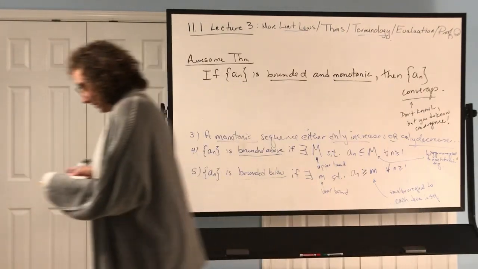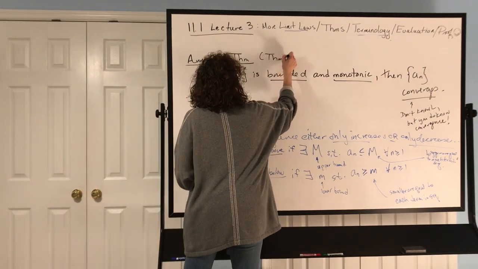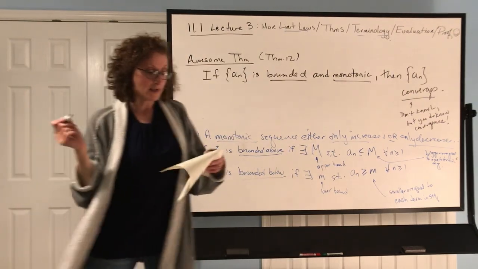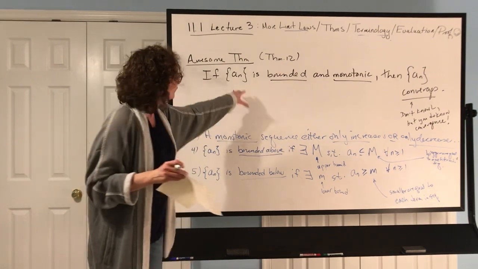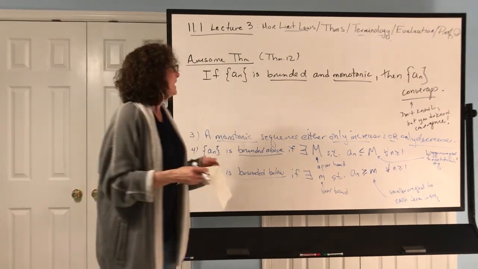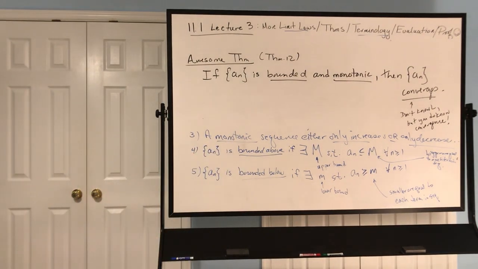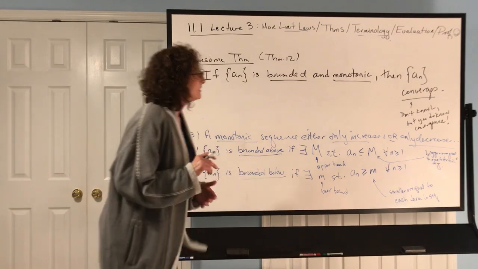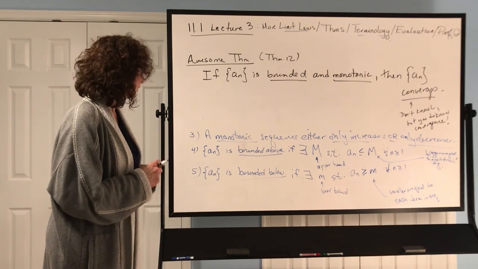Your book states this as theorem 12. It states this as every bounded monotonic sequence converges, right? This is an if-then statement of that same thing. If the sequence is bounded and monotonic, then it must converge. So sometimes you don't really want to know the limit. You just want to know whether or not the sequence converged. And this theorem tells us if it's bounded and monotonic, then it will converge.